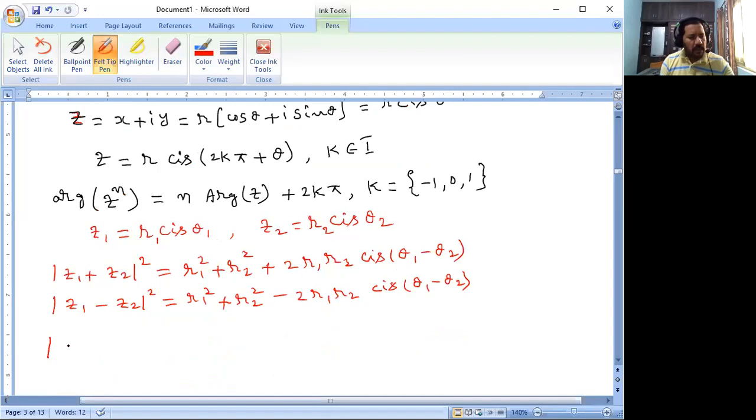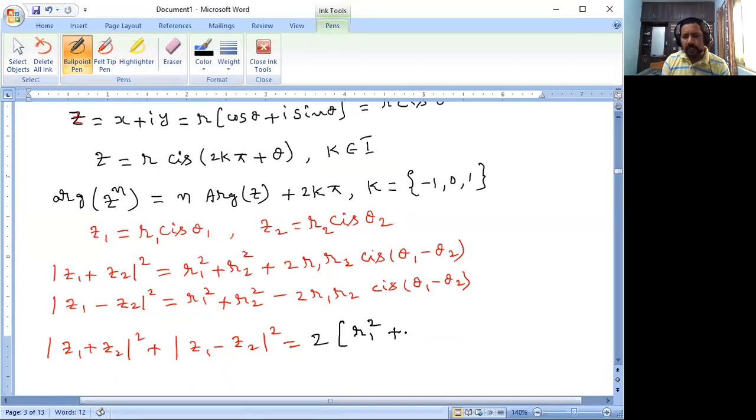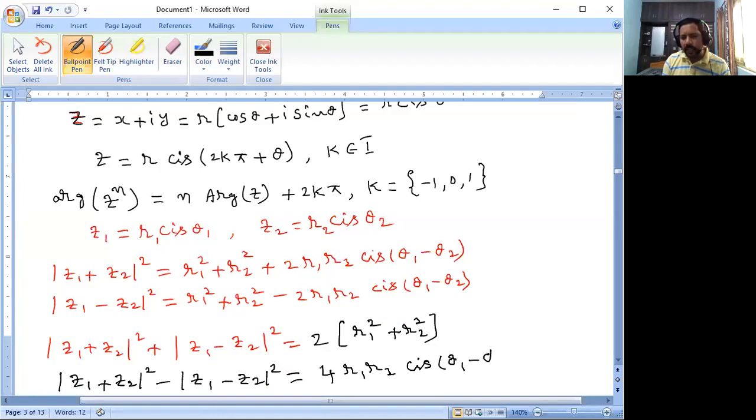Now add both: mod z1 plus z2 whole square plus mod z1 minus z2 whole square. So what do we get? The 2 r1 r2 cos(θ1 minus θ2) terms are going to cancel. Remaining is 2 times (r1 square plus r2 square). Now if we subtract both, mod z1 plus z2 whole square minus mod z1 minus z2 whole square, we get 4 r1 r2 cos(θ1 minus θ2). These are the properties of the general modulus and argument form.